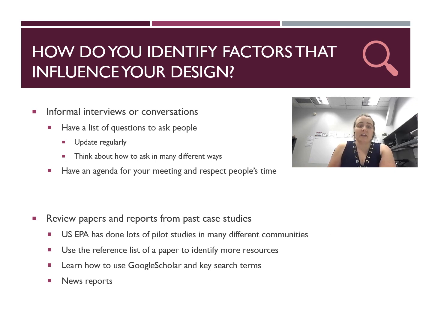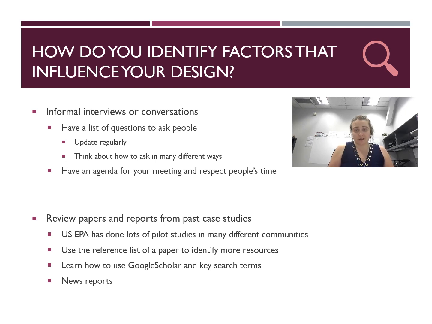So the United States EPA has done lots of pilot studies in many different communities. They have awesome reports that you can find that are really, really useful to give you information that might be applicable to your system. You can also use the reference list from whatever paper you're looking at as a way to identify more resources. So if you look at a peer-reviewed paper or you look at a report from the EPA, there's always going to be a citations list. Go to that list. That's a great place to start looking for more information.